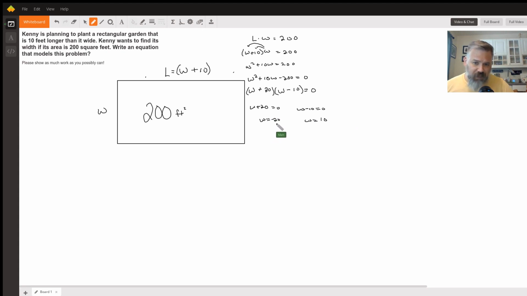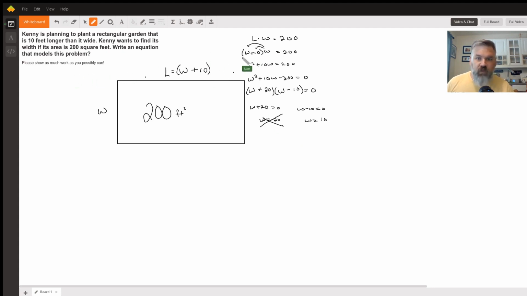Now, the width could not be a negative 20. That doesn't make sense. You can't have a negative length. So I'm going to automatically get rid of this one, which means the width has to be 10. So the question says, write an equation that models this problem. Oh boy, I just did more than I needed to do, didn't I? So all you needed was the equation, but I solved it for you as well. I couldn't help myself. So the answer would be width of 10, length of 20.